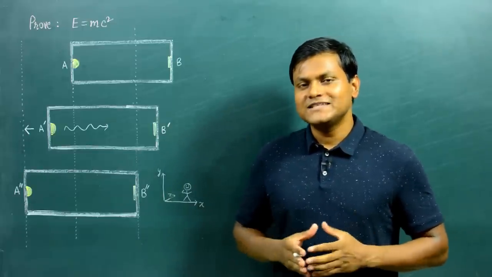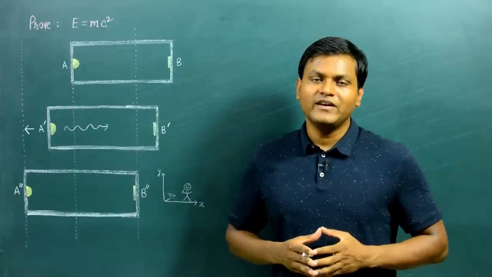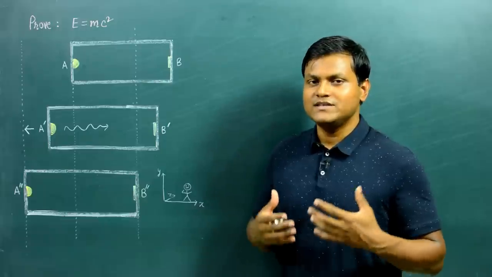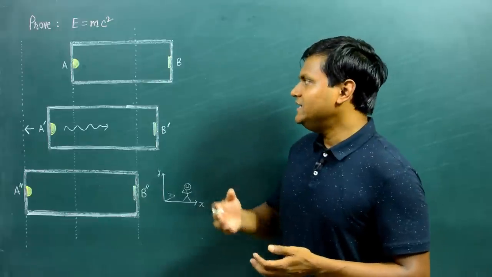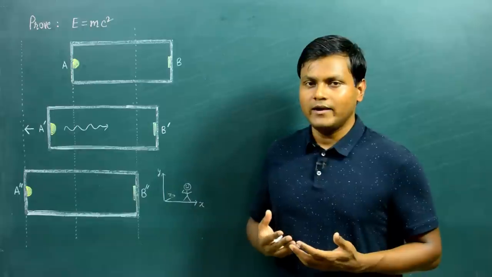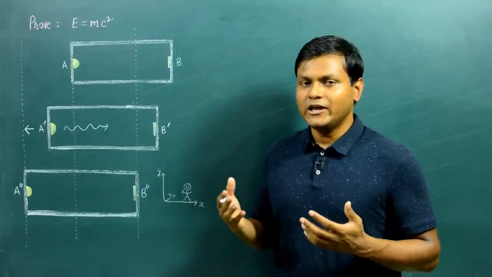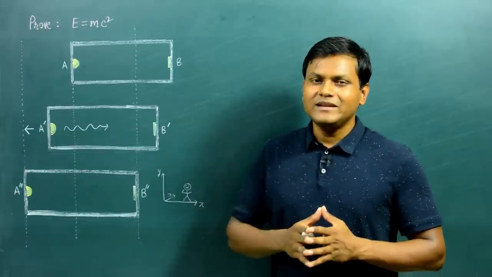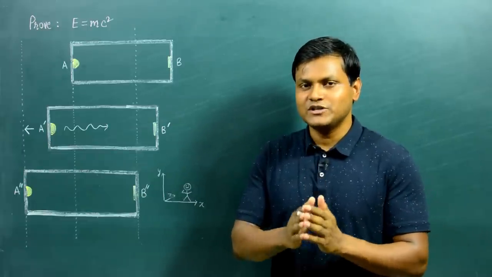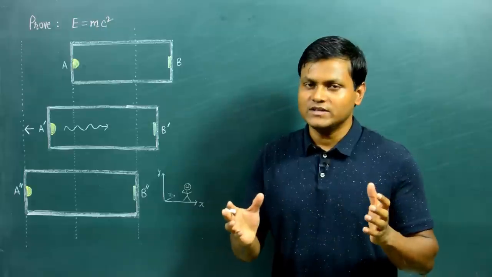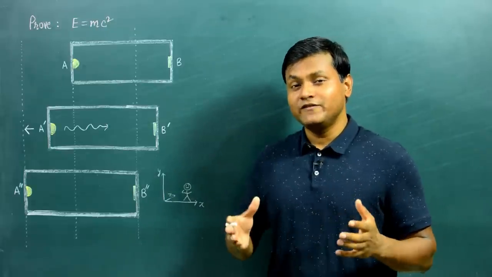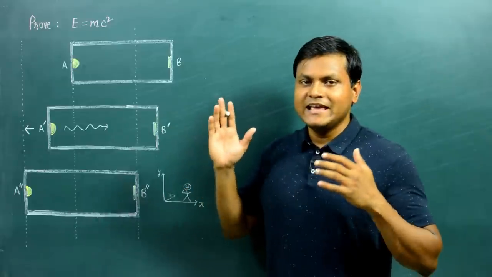And therefore, for the sake of celebration, I wanted to do something very interesting today. So let's talk about arguably the most famous equation in physics, E equals mc squared. This is the mass-energy equivalence principle given by Albert Einstein himself, which is probably the most famous equation in physics. Everybody knows it. Physics students know about it. Even normal people who have nothing to do with physics know about this particular equation.